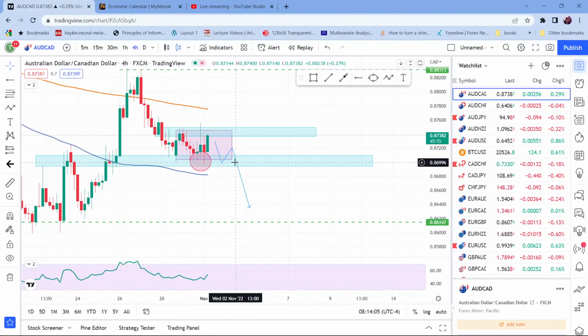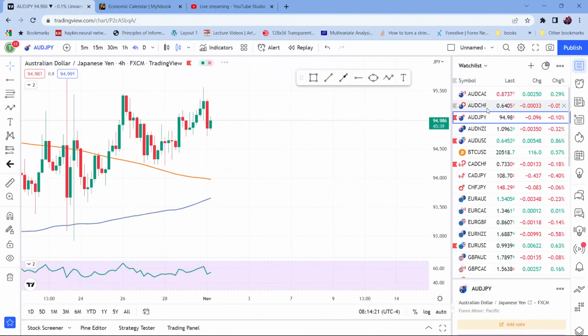But in terms of what we have fundamentally and what we have technically right now, once we do get that break, whether it's to the upside or the downside, and as I said, I'm more looking forward to seeing a downside break, then that continuation would seem like the better movement to get into. So that's my analysis for AUD/CAD.